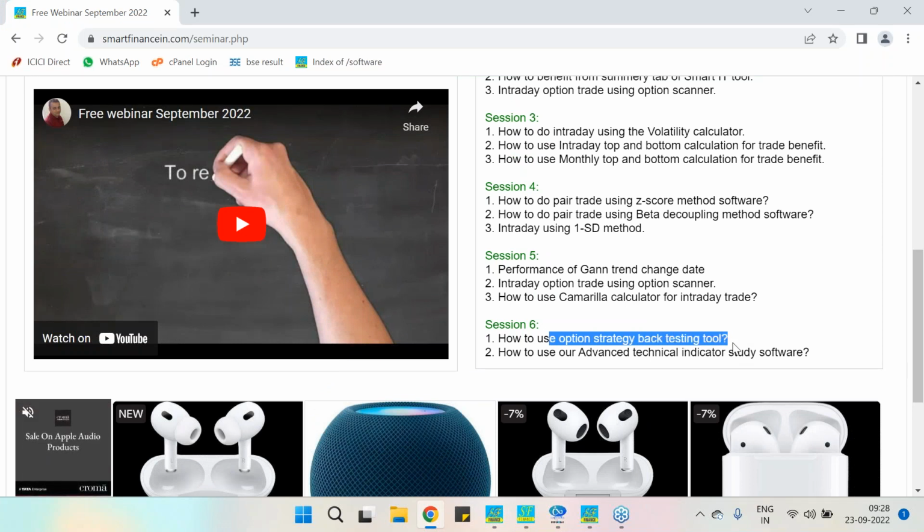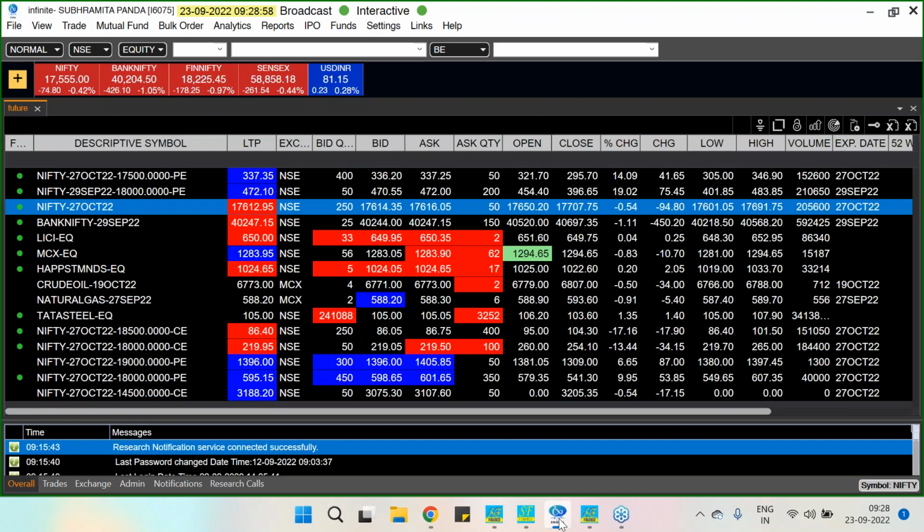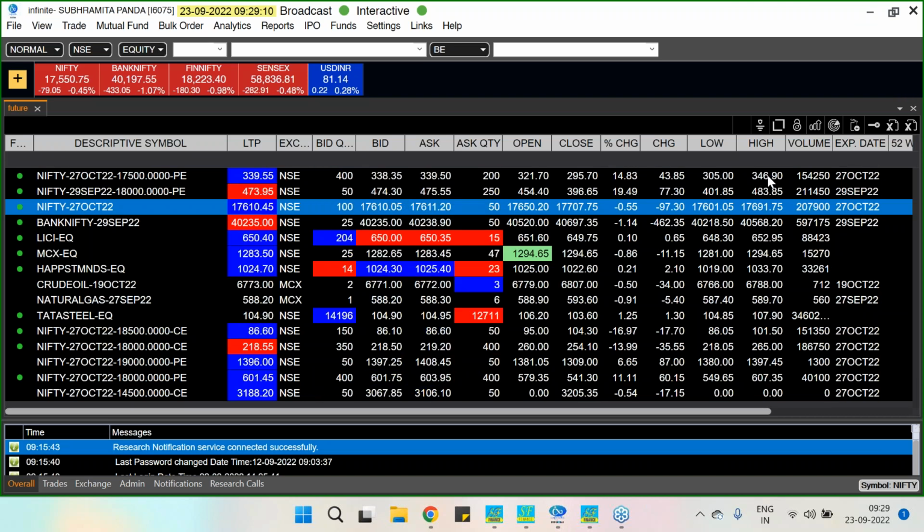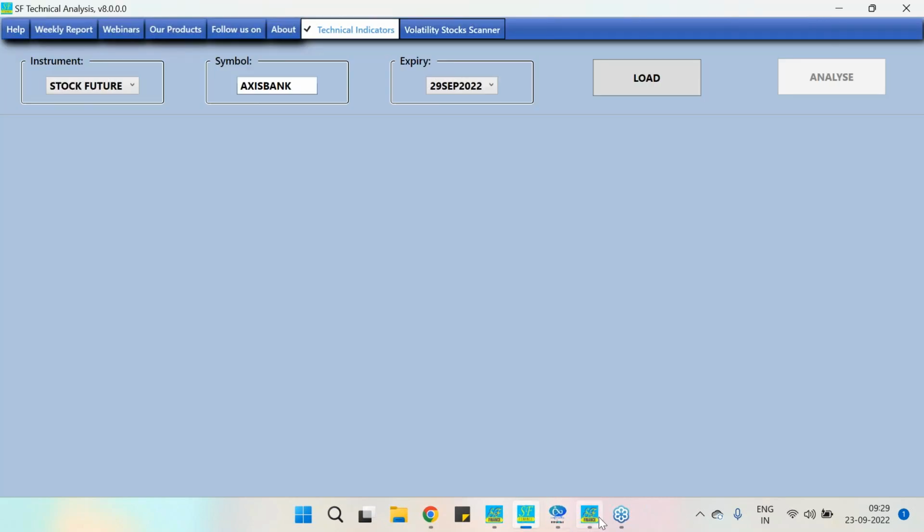I'll be demonstrating how to use the option strategy backtesting tool and advanced technical indicator. These two tools I'll be explaining to all of you, and we'll be starting the session at 9:30. Just have a look at what the one standard deviation is suggesting today.